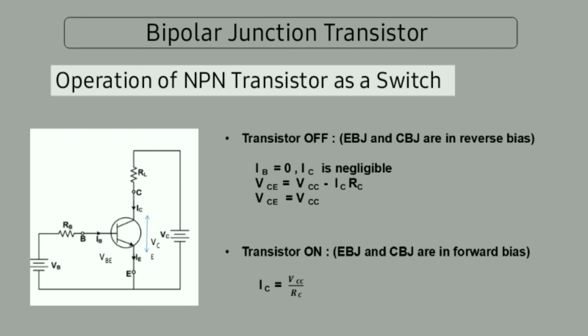When emitter base junction is forward biased and collector base junction is also forward biased, the transistor is said to be in on state or saturation region. That is, when the base current IB is increased, the collector current IC also increases. VCE reduces, therefore here the equation is given as IC equals VCC by RC. The voltage across the transistor, VCE SAT, is observed in this figure, which is very small. This is the on state of the transistor switch.